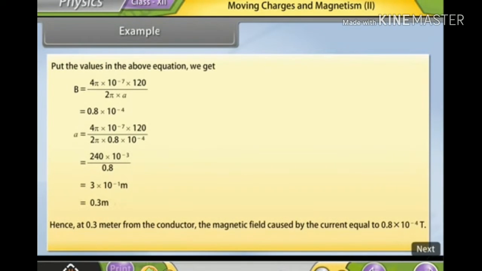Hence, at 0.3 meters from the conductor, the magnetic field caused by the current is equal to 0.8 into 10 raised to the power minus 4 Tesla.